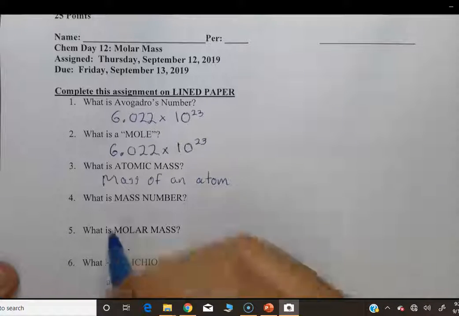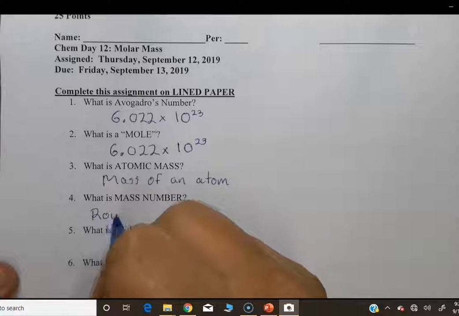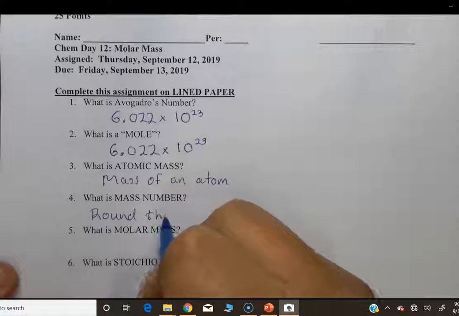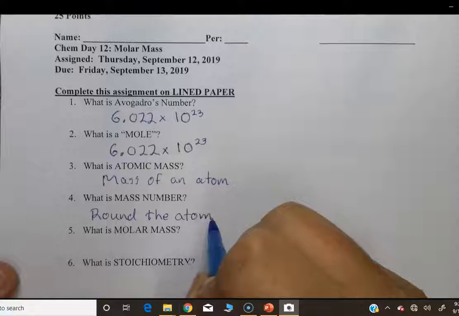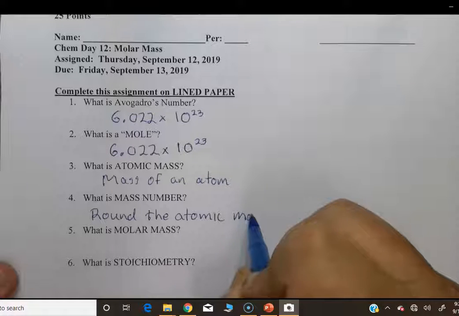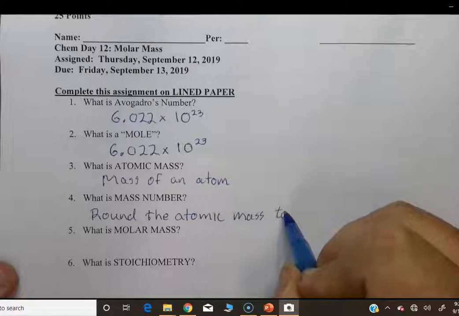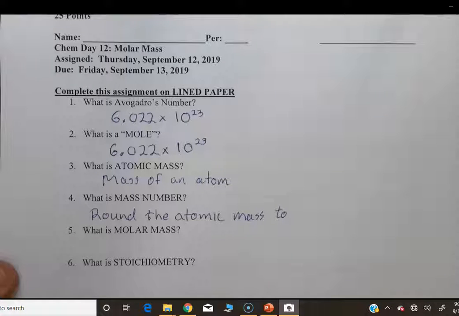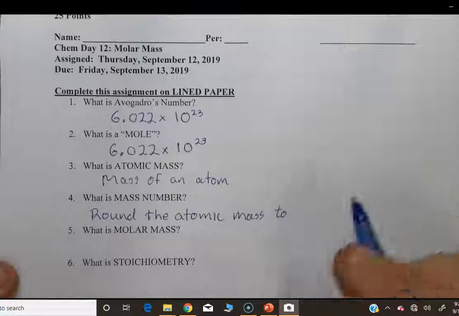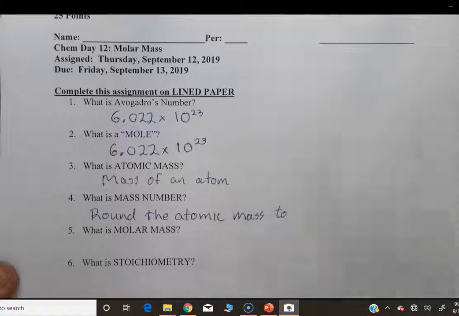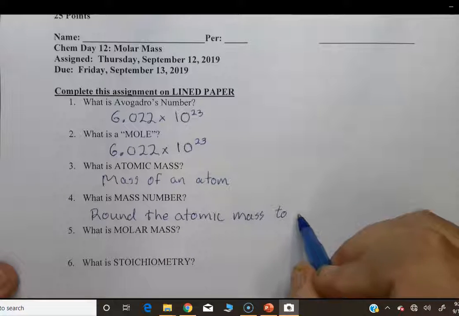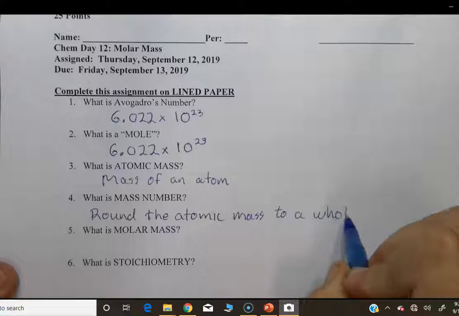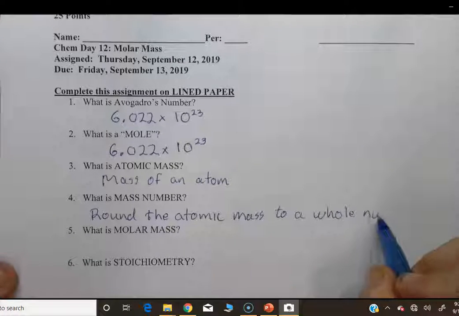Okay, mass number is when you round the atomic mass. That was my mistake. Round the atomic mass to a whole number. And we remember what we use that for. That would tell us the number of protons and neutrons in the nucleus. It's a whole number of protons and neutrons. There's never a fraction of a proton or a neutron. So it's when you round the atomic mass to a whole number. And we used that when we were constructing the atom.